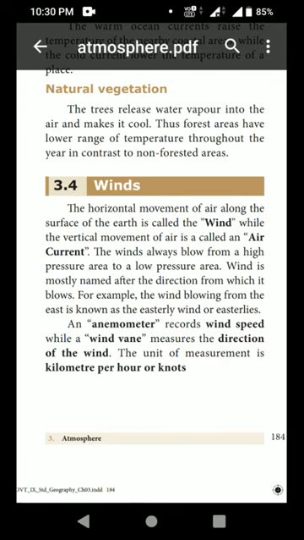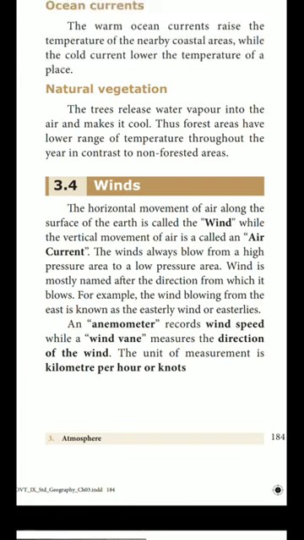So please study well. Today we can go to the remaining portion of our lesson on the atmosphere, that is the wind. Now, what do you know about wind? Wind means the horizontal movement of air. Please students listen. You have learned in the lower class also that wind means the horizontal movement of air. So the horizontal movement of air along the surface of the earth is called the wind.